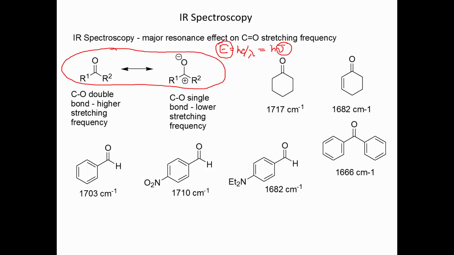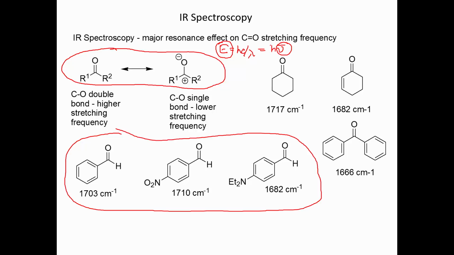All right, so let's look at these three here. The only difference here is that the one on the left is benzaldehyde. We're going to use that as our base value. It's 1703 wave numbers for the carbonyl stretching frequency. Okay, the nitro, remember, is an electron withdrawing group. And as predicted, we see the infrared stretching frequency become a slightly higher number at about 1710 wave numbers. Now we put an electron donating group, this diethylamino group, and what we see is a lower stretching frequency, down there at 1682. We're stabilizing the single bond resonance form.